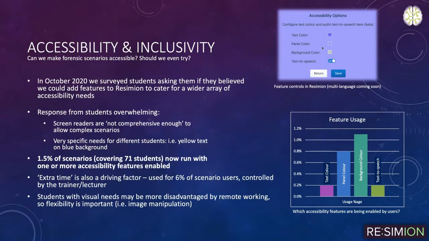And 6% of the scenarios are also running for extra time. So as a lecturer, you're able to control how long a scenario runs for users, whether they get extra time. And in this case, 6% have been given extra time and are using that extra time as well.